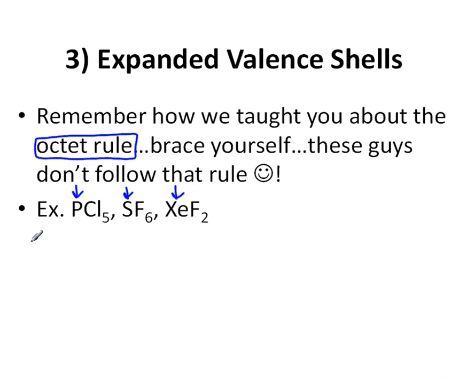All right, so let's check what's going on. PCl5. If we add up all of the valence electrons for PCl5, we need to put 40 in our diagram. Phosphorus goes in the center, and we need to spread the 5 chlorines around the phosphorus.